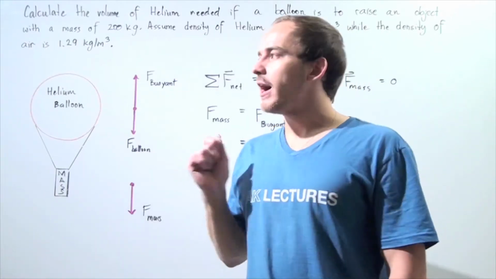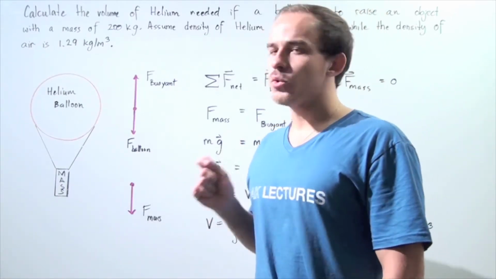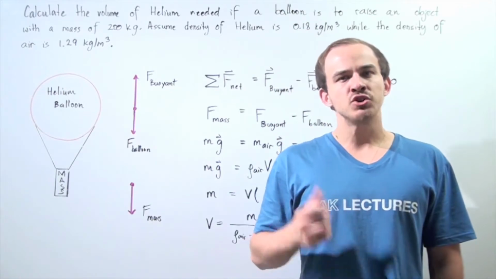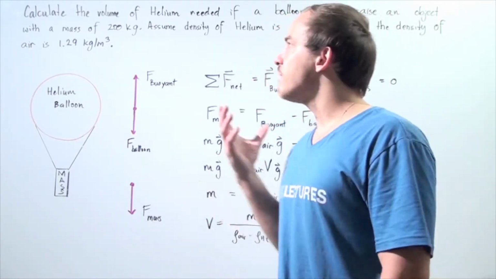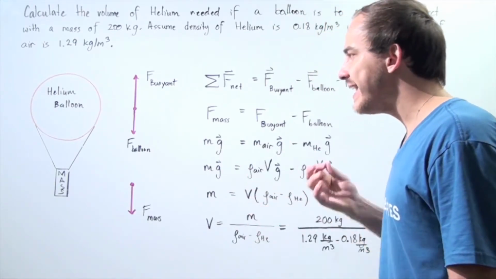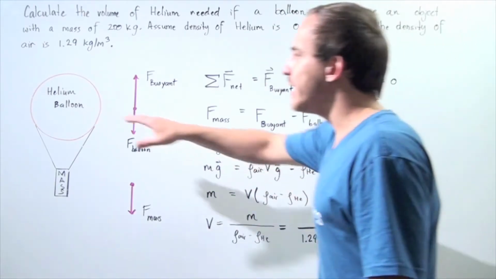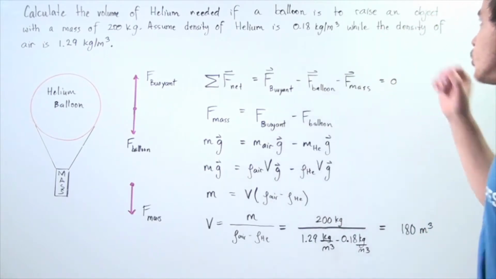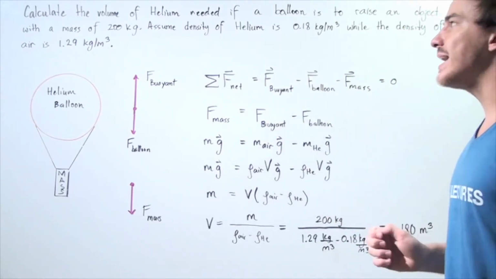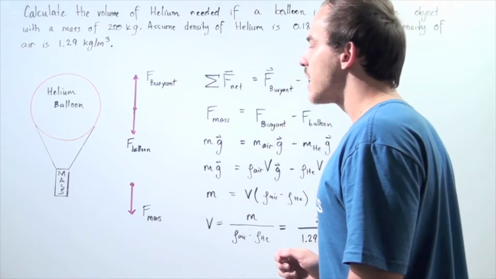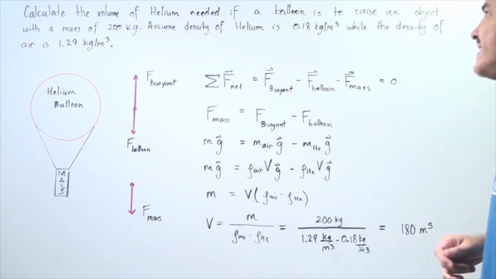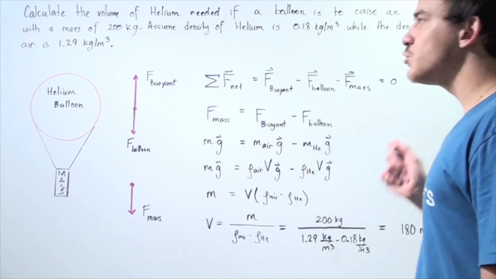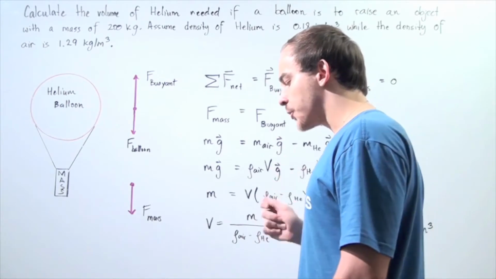So let's look at the following example in which we're going to use Archimedes Principle to help us solve it. Let's suppose we want to calculate the volume of helium needed if a balloon in which the helium is found is to raise an object with a mass of 200 kilograms. So we assume that the density of helium is 0.18 kilograms per meter cubed, while the density of air is 1.29 kilograms per meter cubed.